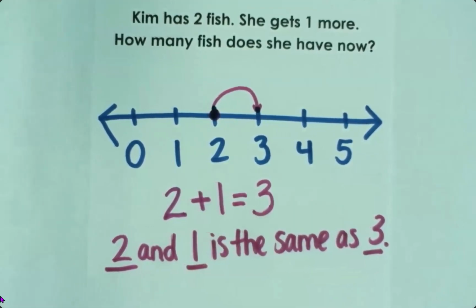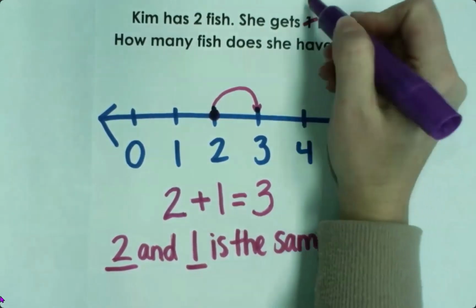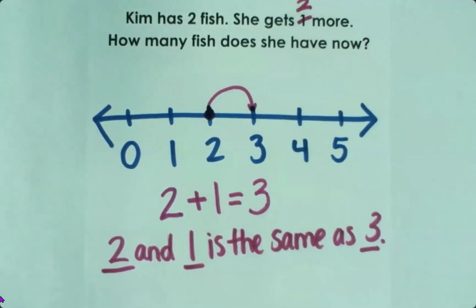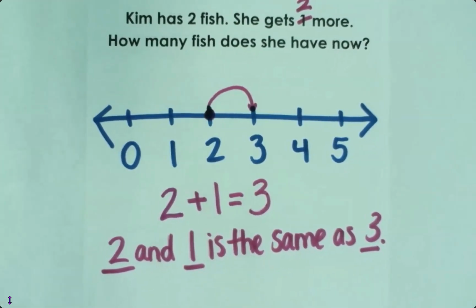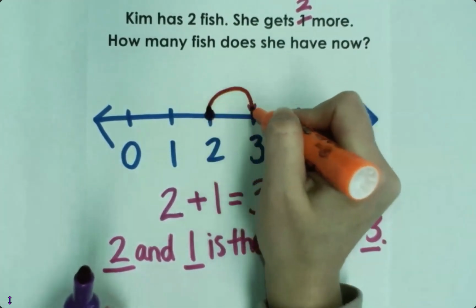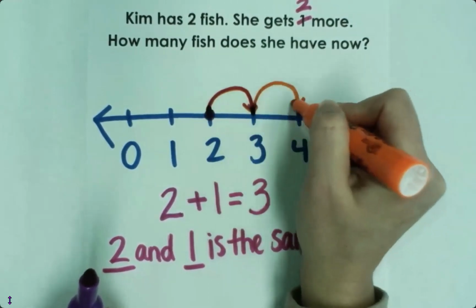We also will do 2 more. So 1 more, 2 more. So I could have another situation where instead of 1 more, now it says 2 more. And I can model for students how I'm going to make 2 hops on the number line. Instead of just making 1 hop to 3, now I'm making 2 hops to 4.